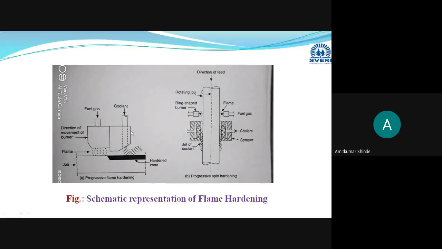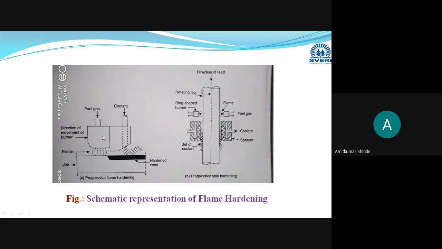Simultaneously, with the help of coolant, that area will get cooled, and accordingly we will get the hardened zone. Okay, in the progressive flame hardening, what are the main points here? The job or workpiece is fixed, and your heating source and cooling source are in the moving state.